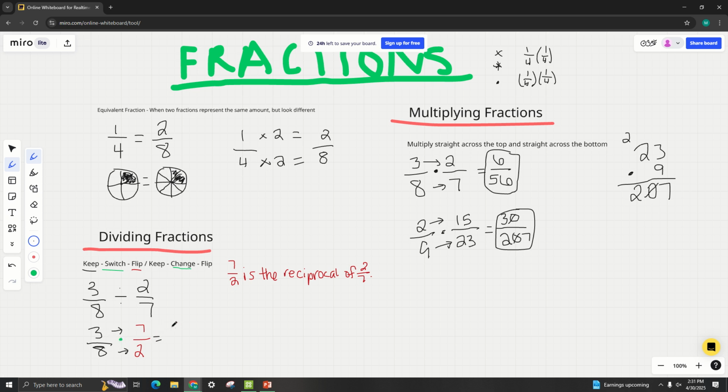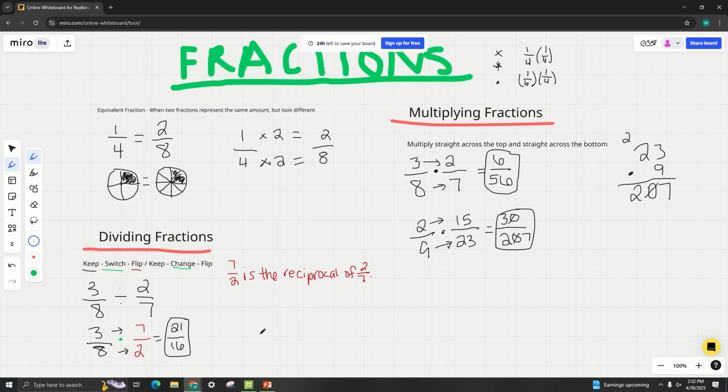So 3 times 7, I get 21. 8 times 2, I get 16. And this is an improper fraction, but for now we're just going to leave it as is, just for the sake of not getting too confusing. This is just how you divide fractions. We change it to multiplication.